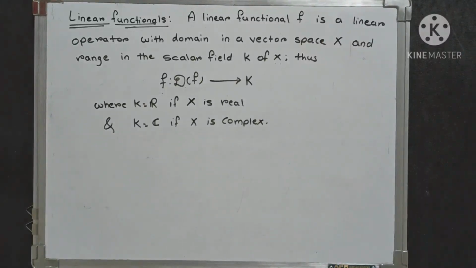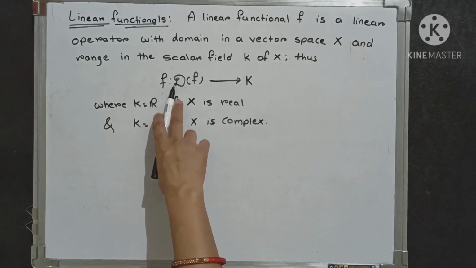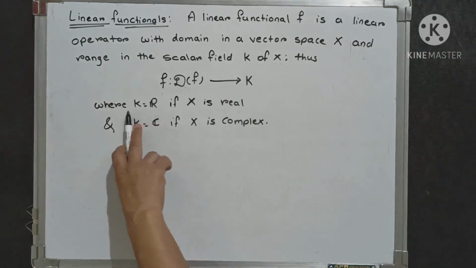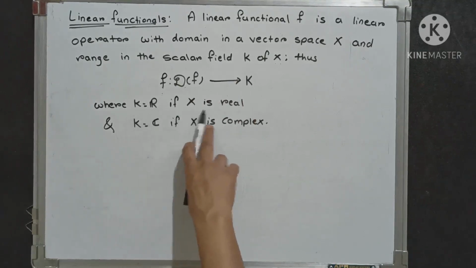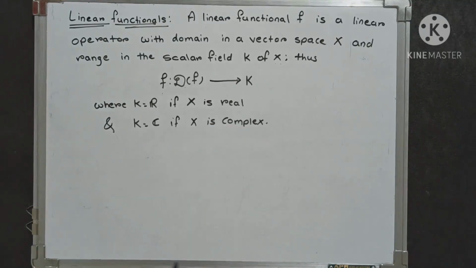Now in this lecture we see about the linear functional, bounded linear functional. So firstly we see the definition of the linear functional. A linear functional is a linear operator with the domain in a vector space and range in the scalar field K of X. And therefore we write f as the linear functional from script D of f to K, where K equals R, that means the scalar field is R if X is real, and K equals C, that means complex, if capital X is complex.